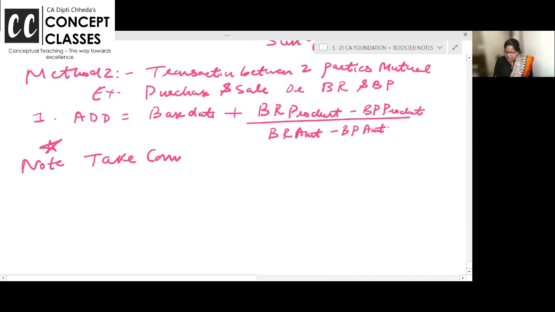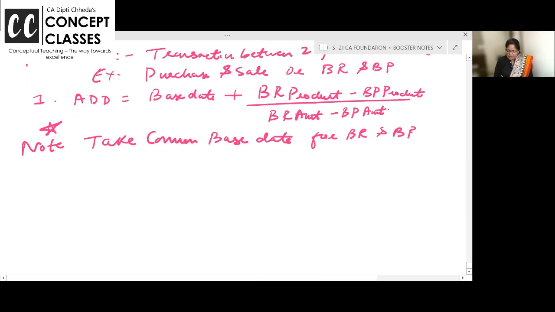Take common base date for bills receivable and bills payable. Bills receivable, bills payable के लिए take common days. And number of days के लिए एक example लिख के लेके जाओ.